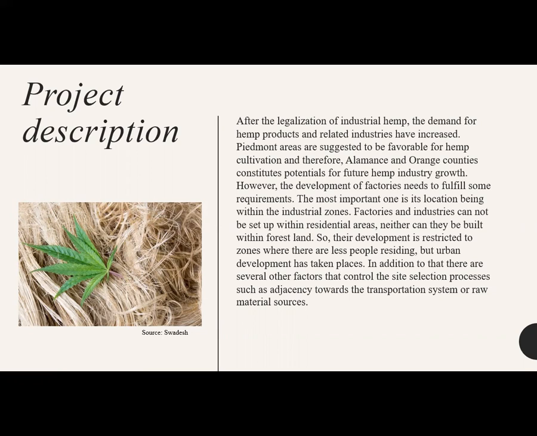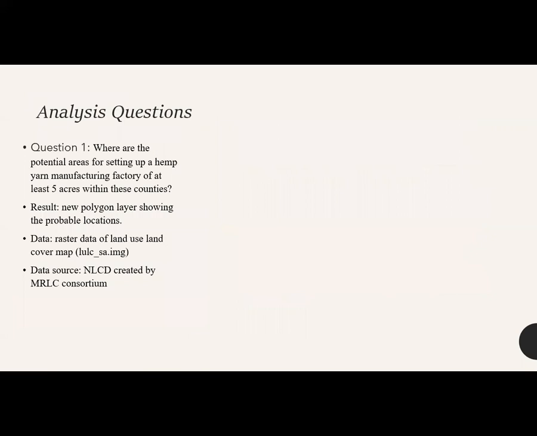To find the factory sites, the first and most important task is to locate the zones that allow industrial developments. For example, we cannot use residential land or area, parks, or forested areas for that purpose. In addition, there are several other factors that control the site selection process, such as proximity to transportation facilities or raw material sources, and so on. Based on this, the first question for the project is, where are the potential areas for setting up a hemp yarn manufacturing factory of at least 5 acres within these counties?